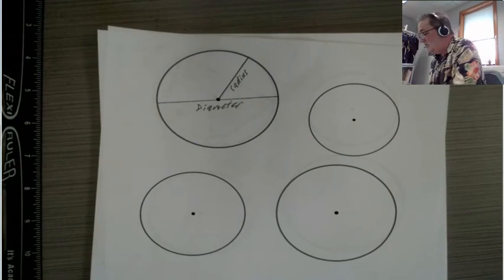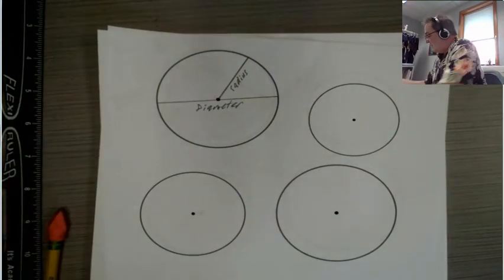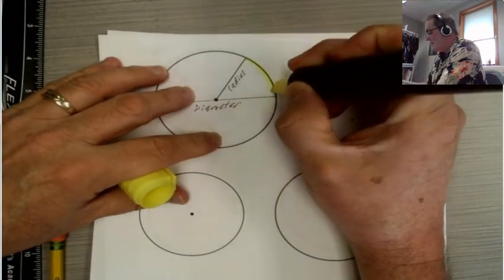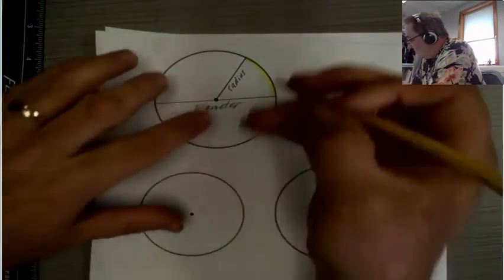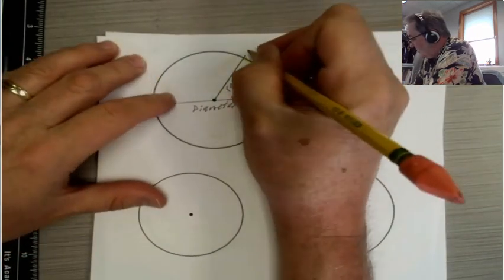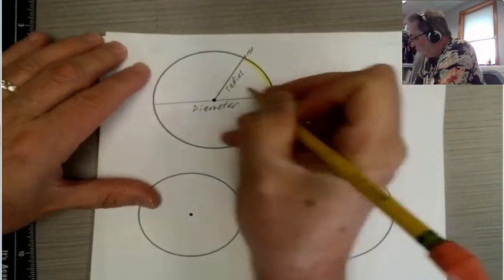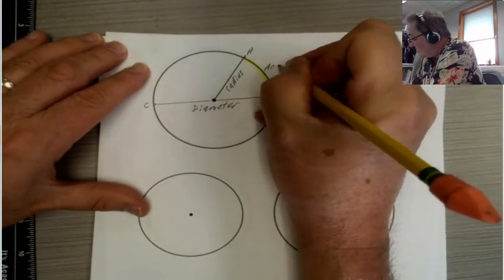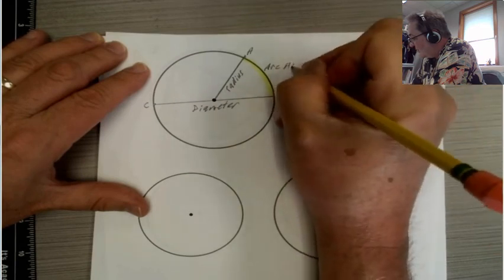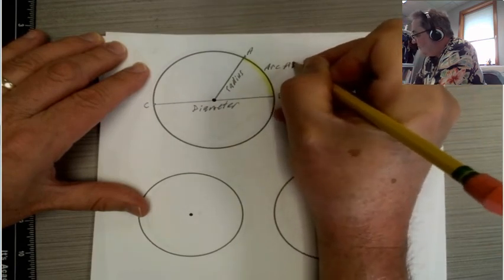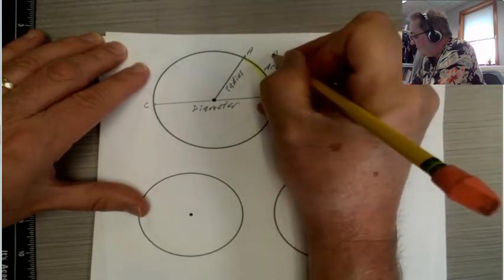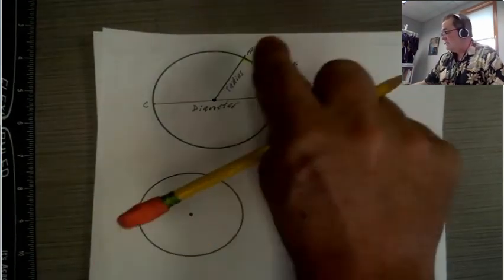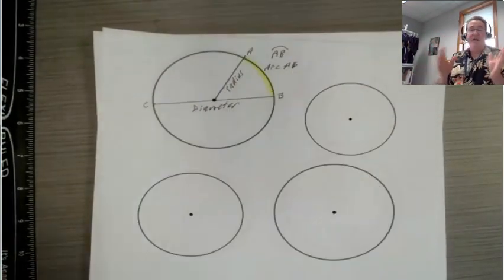Other things you may not know is, for example, from this point to that point right there, let me just label those. Let's say this is point A, and this is point B, and we'll go ahead and put point C since I'm putting points here. This is an arc, and that's actually arc AB, right, because it goes between A and B. You might see it written as arc AB with an arc over the top of it, but that would be that section of the circle that goes from A to B.